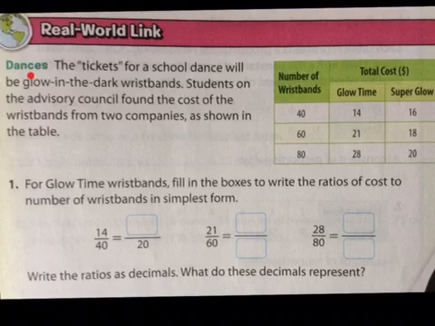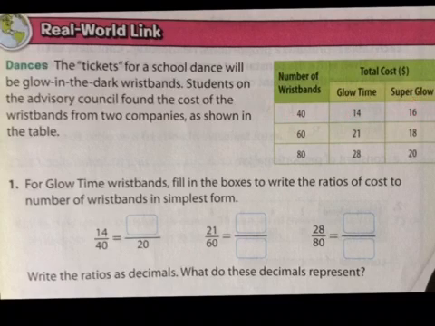Real world link. Dances. The tickets for a school dance will be glow-in-the-dark wristbands. Students on the advisory council found the cost of the wristbands from 2 companies, as shown in the table. So we have the total cost from the 2 companies. Glow Time is one company, and Superglow is the other, and we have the number of wristbands. For 40 wristbands, it is $14 here.